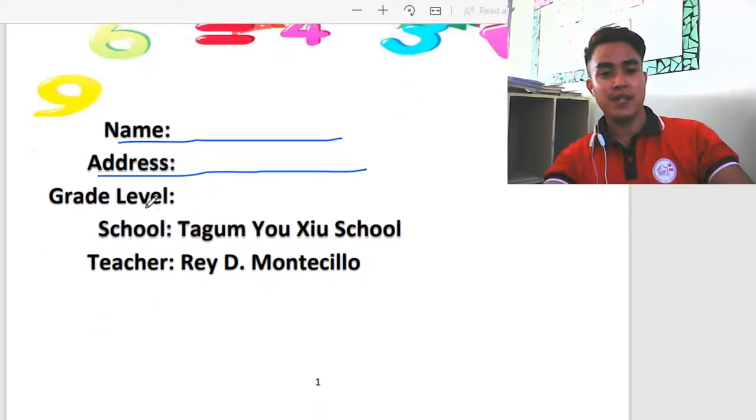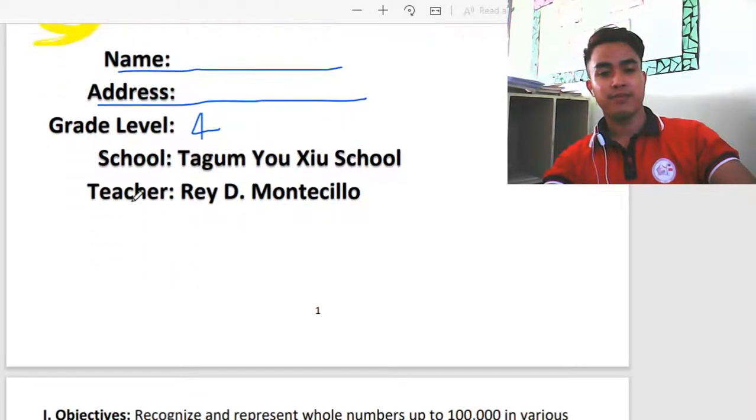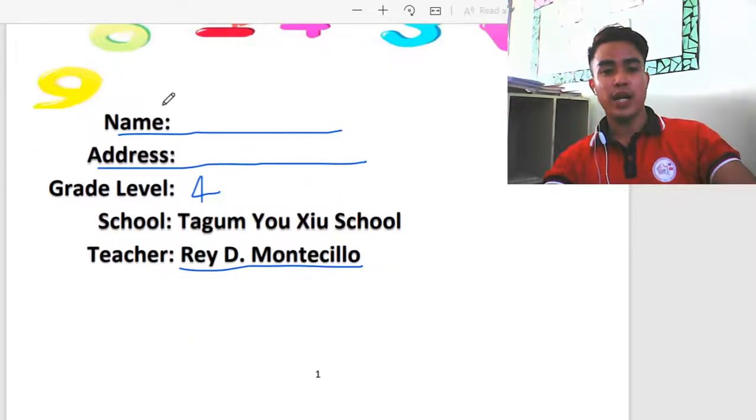Next to it is grade level. Just write it here, grade 4. Next is the name of your school, which is Tagum Yushu School. And then the name of your teacher, Ray D. Montesilio. Okay, if you are done writing your name, address, grade level, school, and teacher, let's proceed to the next page of our module.